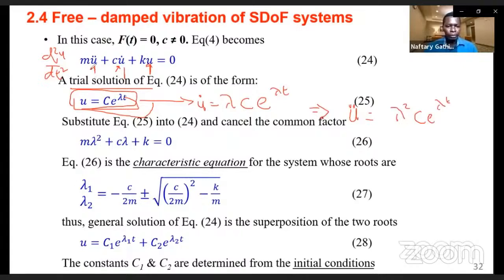Then you substitute them into equation 24. For all these, c e raised to lambda t is common, either in acceleration, in velocity, or in displacement. Therefore, we can cancel those common factors out. You'll be left with m lambda squared plus c lambda plus k equals 0, and this is what you call the characteristic equation.